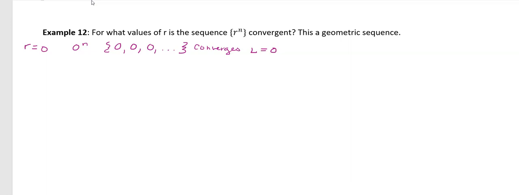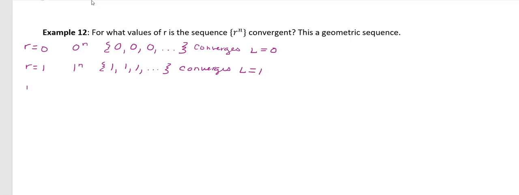So let's see what's happening with an r value of 1. Okay, well, that's 1 to the nth power. So when n is 1, that's 1 to the first power, that's 1. When n is 2, our second term, that's 1 to the second power, which is also 1. When n is 3, that's 1 to the third power, which is also 1. So again, you see that we're just staying steady there. So this also converges with a limit of 1.